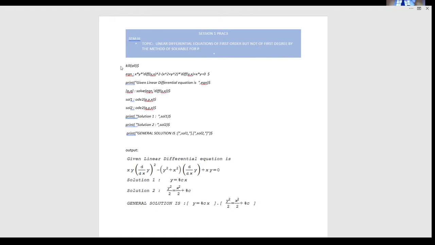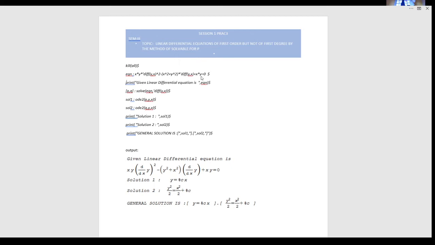By the method of solvable for P. Students, we have already known that a differential equation of first order and higher degree can be solved by four methods: equation solvable for P, equation solvable for Y, equation solvable for X, and Clairaut's differential equations. Today let us do equation solvable for P.